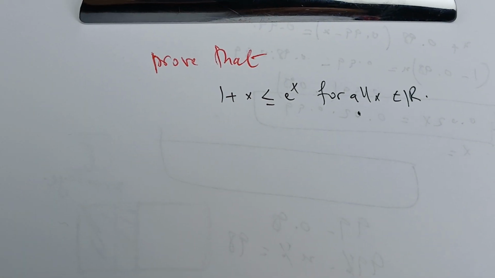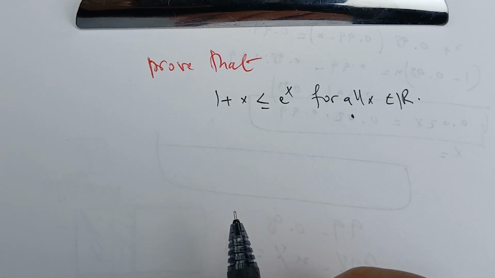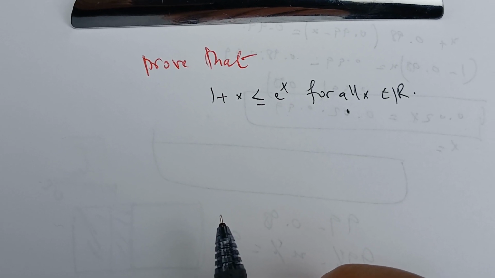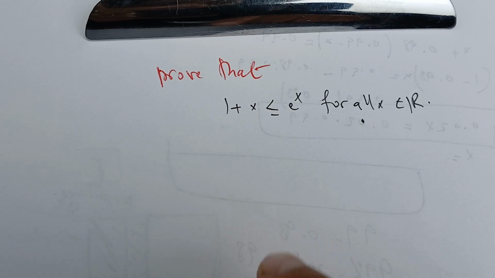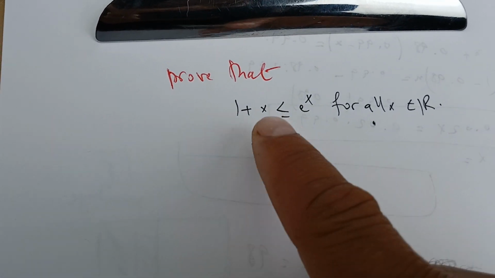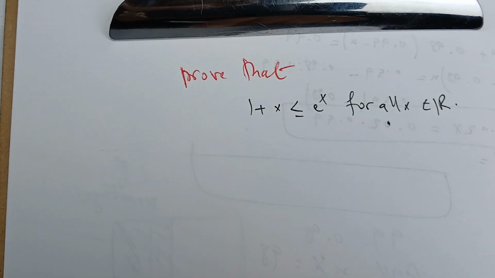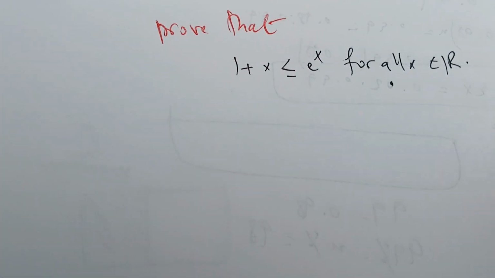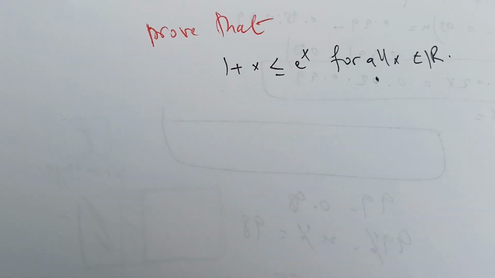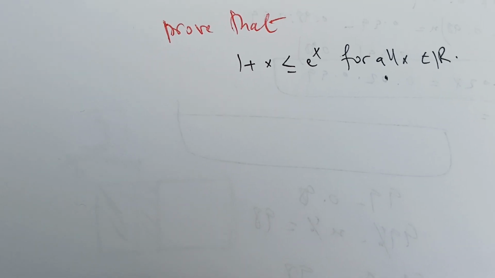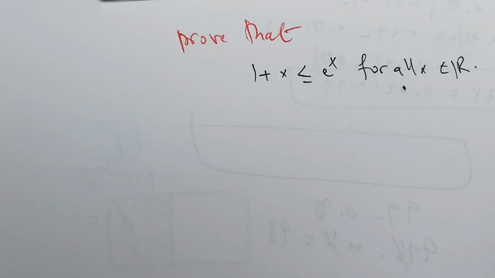Now we're gonna prove this famous and excellent result concerning the exponential and a polynomial of the first degree. So we're gonna prove that 1 plus x is less than or equal to e to the power x for all the values of x. Basically, we're gonna use the mean value theorem. There are many other ways to prove this result.